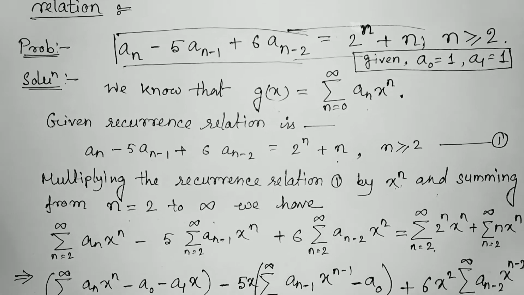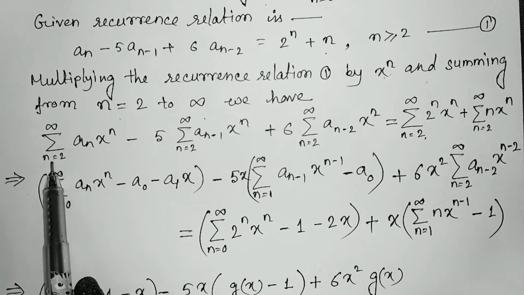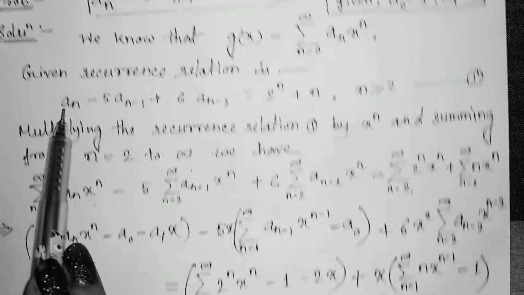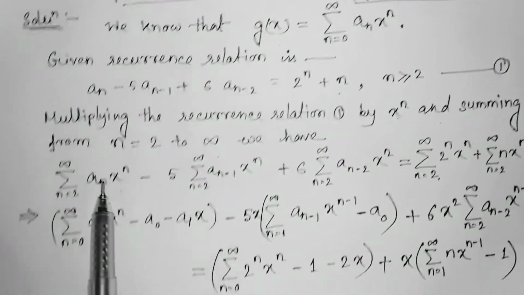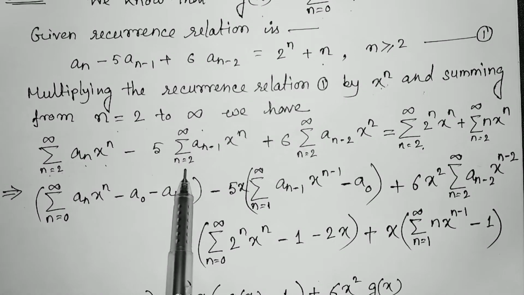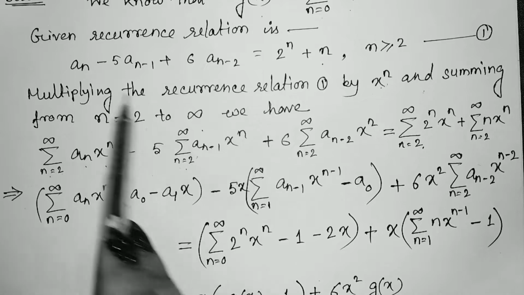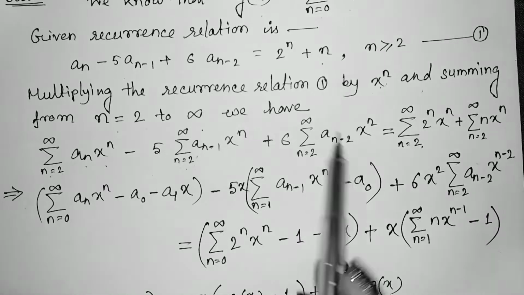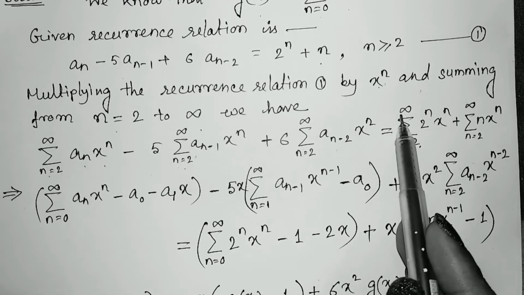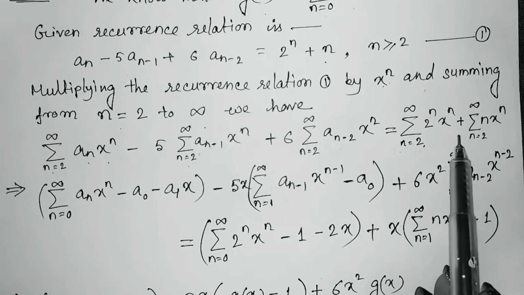Now after this summing up, we will find: here this is summation n from 2 to infinity a_n x to the power n, because here it is the a_n given. Now it is minus 5 times the summation of n equals 2 to infinity a_{n-1} x to the power n. Now 2 to the power n times x to the power n, summation from n from 2 to infinity, and likewise for n it is n times x to the power n, then summation from 2 to infinity.